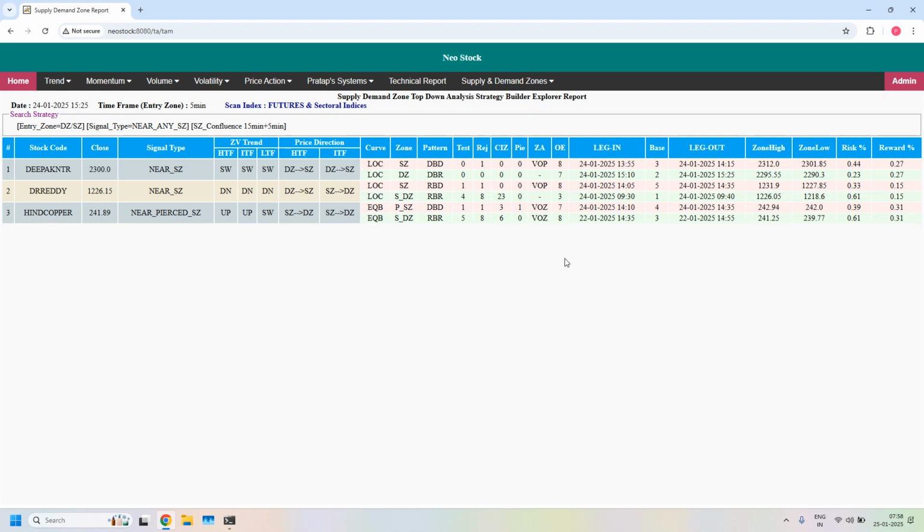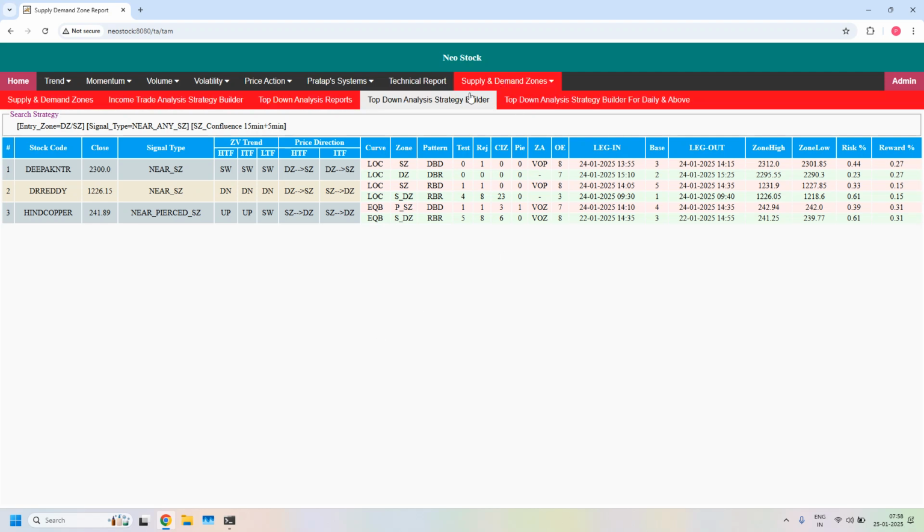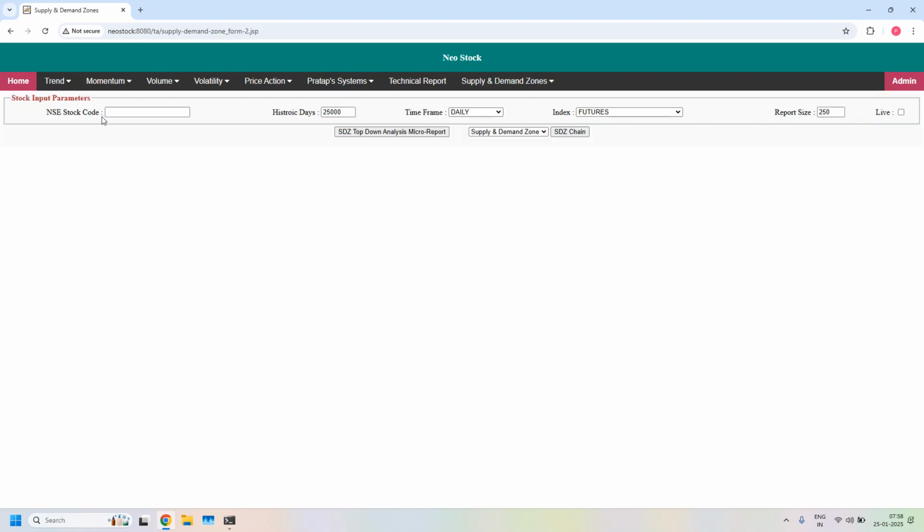So this is about stocks near demand and supply zones for different time frames. We also identified daily and 75 minutes high liquidity zones. So the next set of reports are about NIFTY and Bank Nifty supply demand zone chain. Let's start with NIFTY.